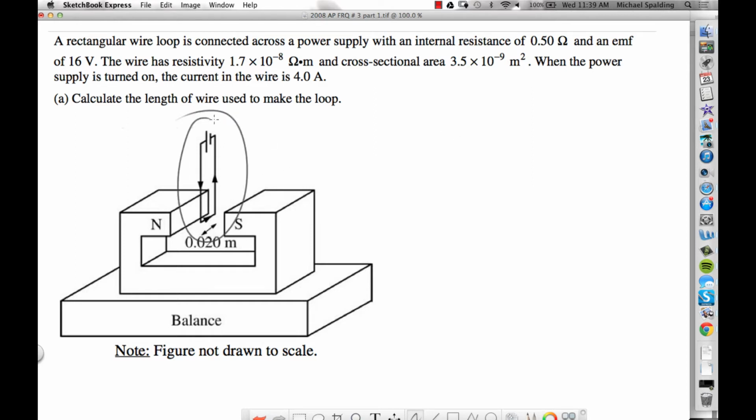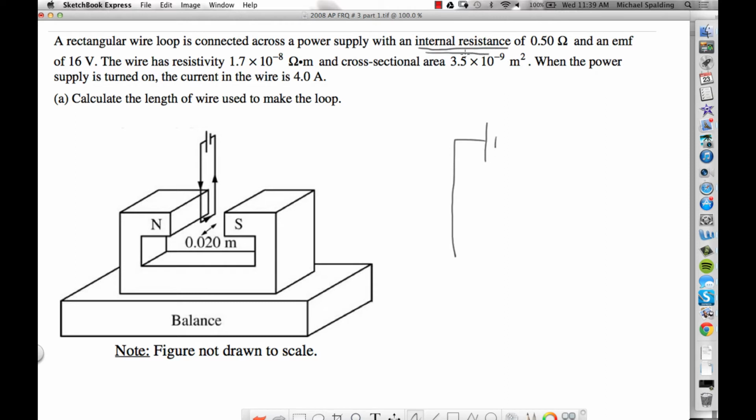The problem starts out by focusing on this loop of wire that has a battery. So I'm just going to redraw this right here. Now, what they tell us in the first sentence right here: a rectangular loop of wire is connected across a power supply with an internal resistance.